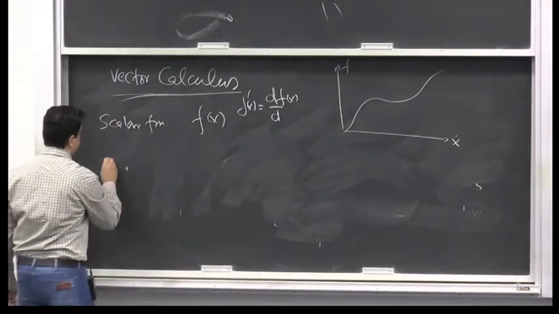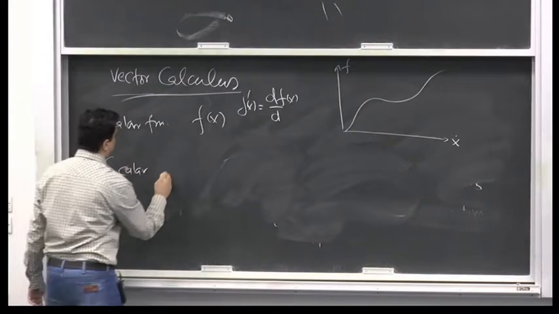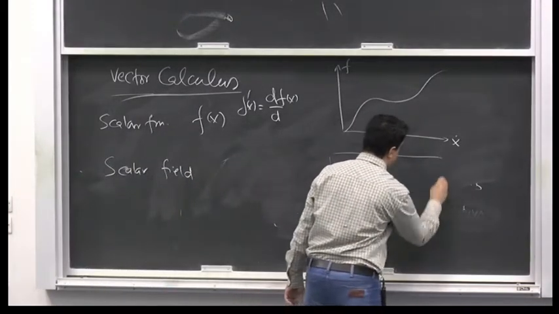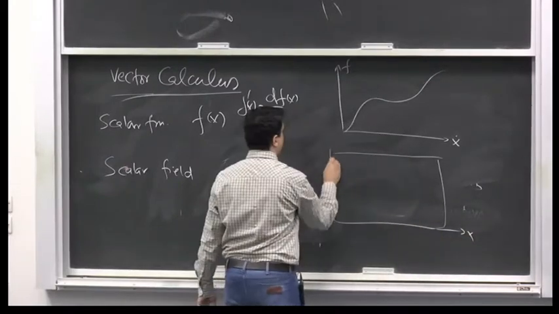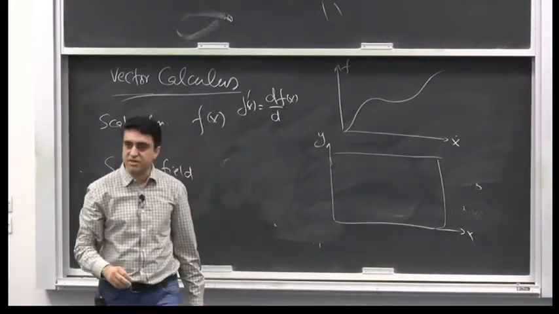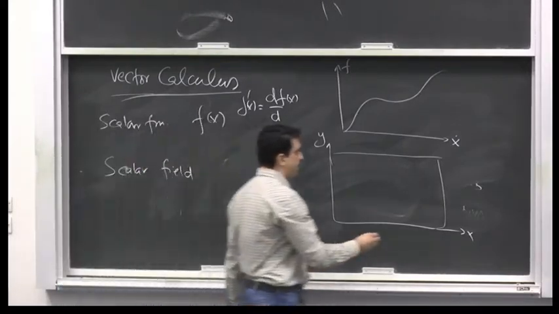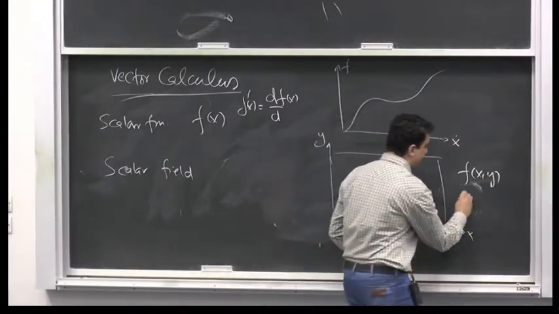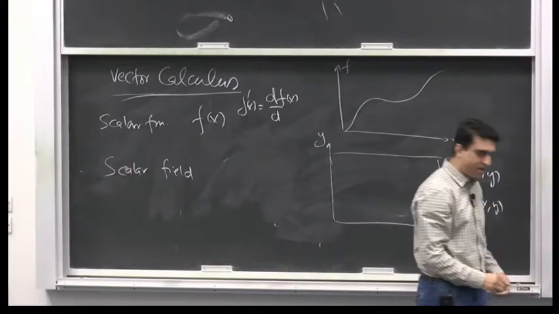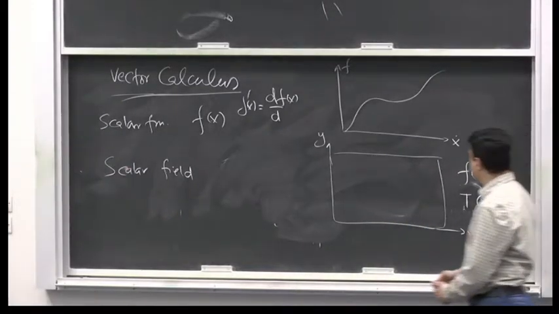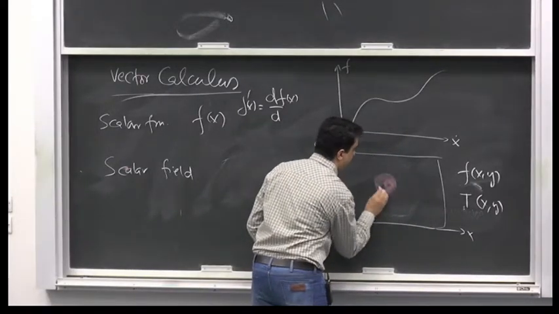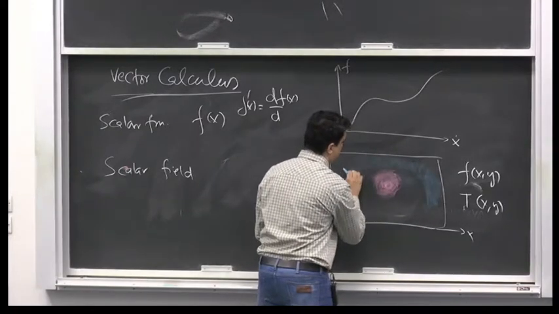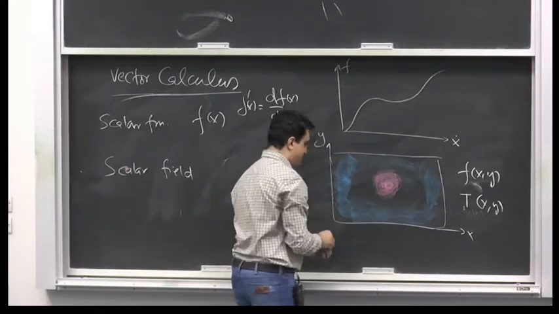So let's go to a slightly more general case, what about a scalar field? Let's say you have a field, now you don't have just one direction, but you have two directions, an x direction and a y direction. And you have not a scalar function, but rather a scalar field, described by, let's say, f of x, y. So each x, y point has a certain value. This can be, for example, temperature, which is a scalar function of x and y. So let's say you have a temperature which is higher in the middle and progressively cooler as you go out. You might have seen such maps.